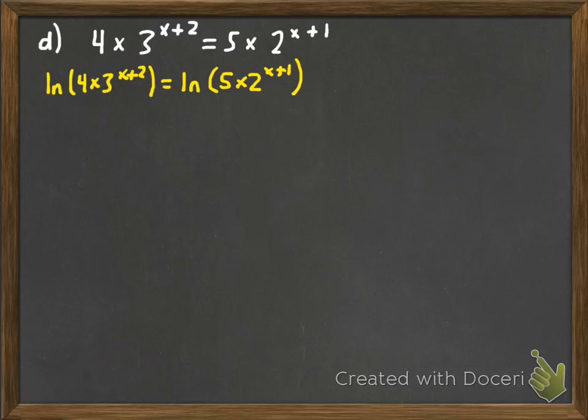However, we can employ another property of logarithms that we've learned to make it so that we have a situation where we can use the power property. That is a product, isn't it? And can't you separate the logarithm of a product into the sum of two logarithms? So that's what I'm going to do here. We're going to make the left side of the equation into the natural log of 4 plus the natural log of 3 to the x plus 2 power.